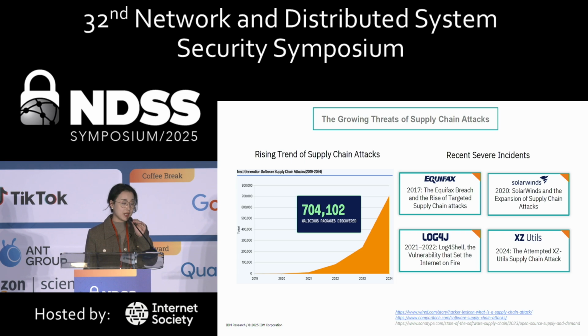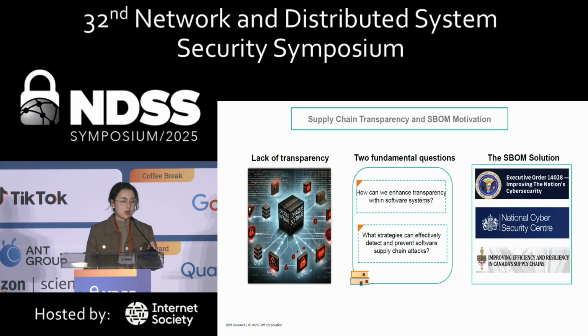With those attacks increasing, it is critical to understand those risks and find a way to mitigate them. One of the biggest concerns in the software supply chain is the lack of transparency. When developers integrate libraries, they don't always know what is inside. The vulnerabilities may go undetected and leave the software exposed to software supply chain attacks.